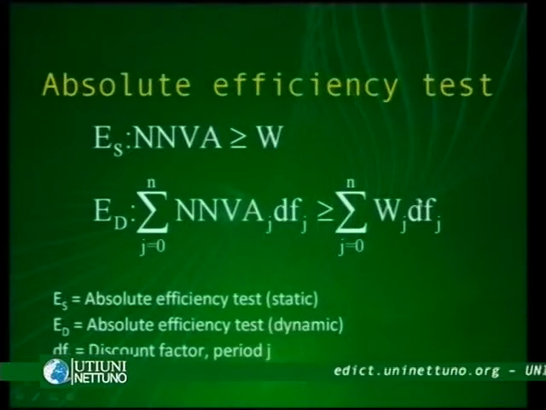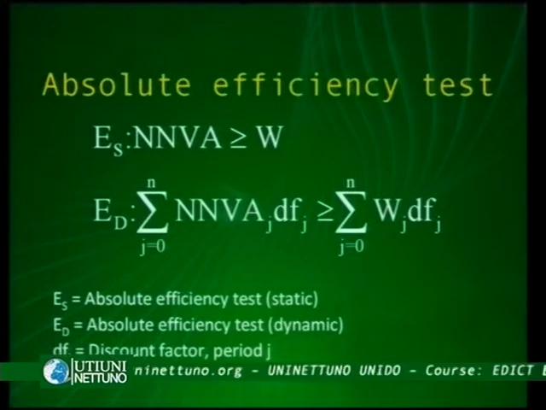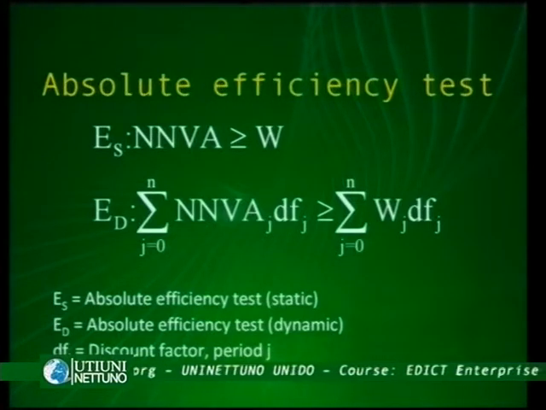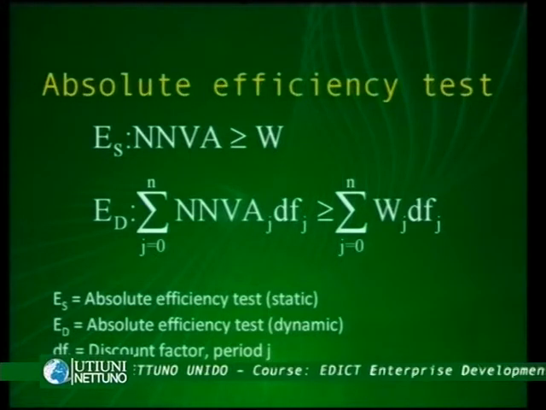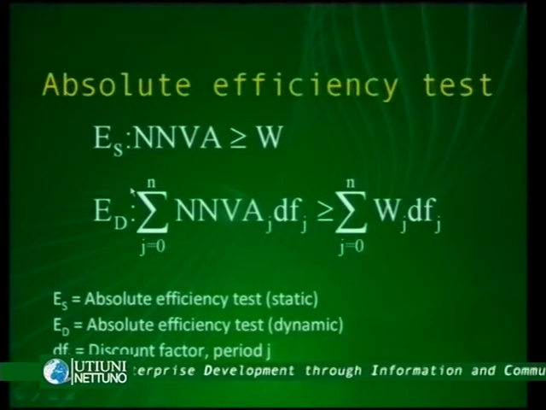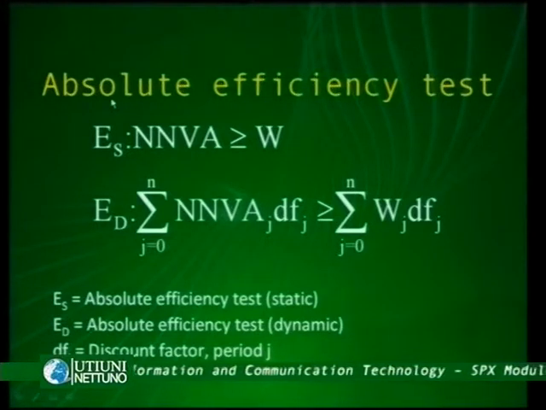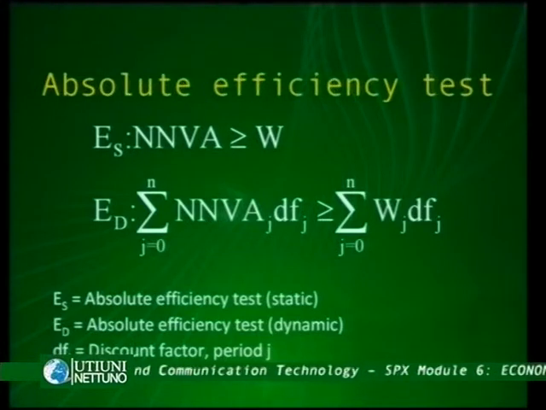The same test can be repeated in a dynamic way, where you're not only comparing the net national value added with wages in a specific year, but you are comparing the present value of net national value added with the present value of wages. So the comparison of present values allows us to extend the efficiency test from just one single period to the whole life of the project. So this is why the test is defined as dynamic.